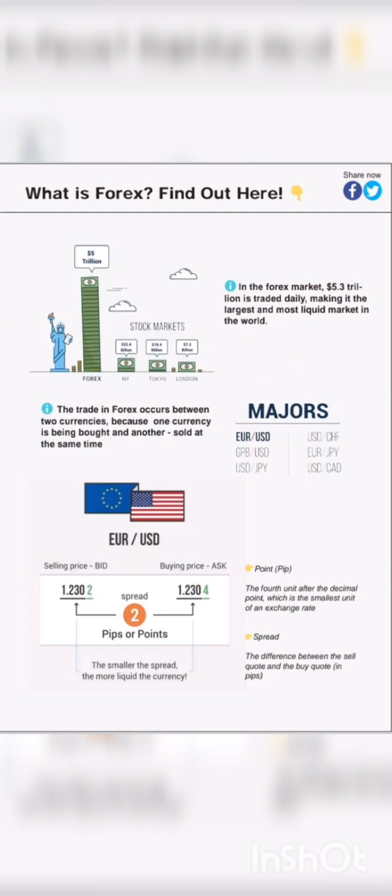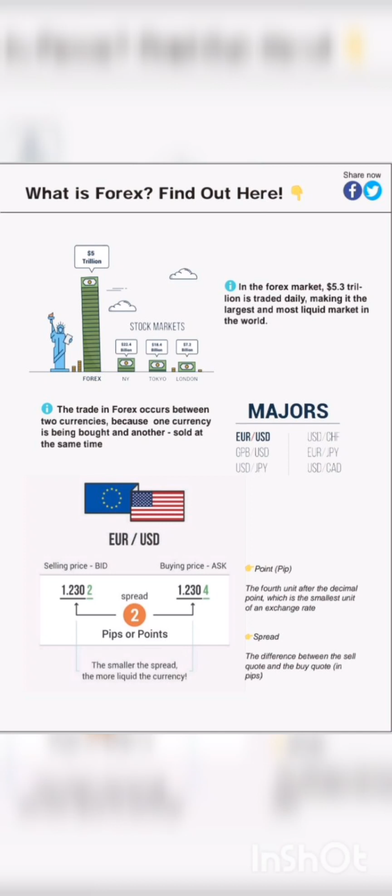The trade in forex occurs between two currencies, because one currency is being bought and another sold at the same time. This means that we exchange currencies. So the first thing you understand is that it is the largest market, and the second is that in the forex market we are exchanging one currency for another. We have our majors, like Euro and USD. Majors are those that include the USD, making their liquidity higher. For example, Euro USD.